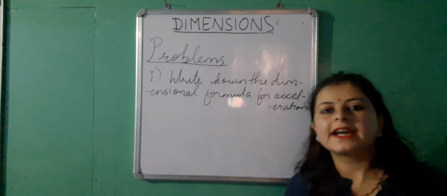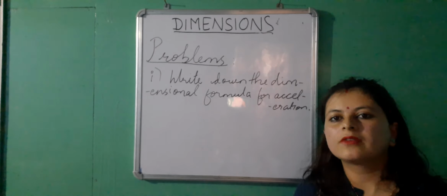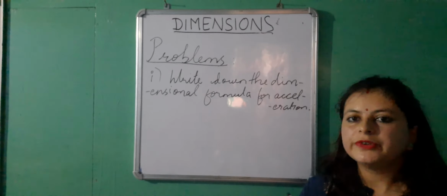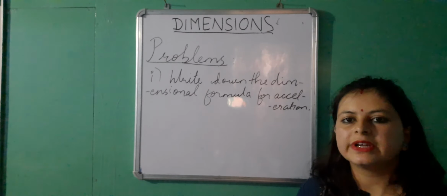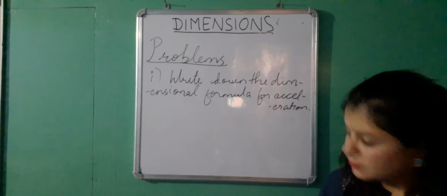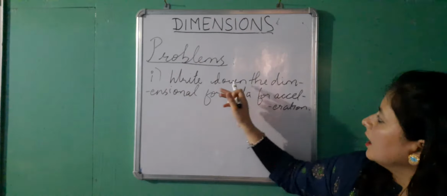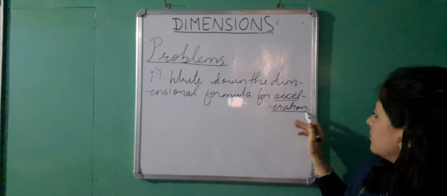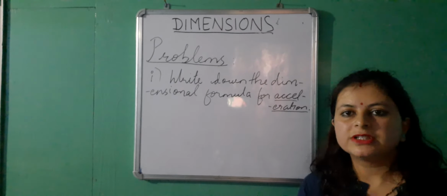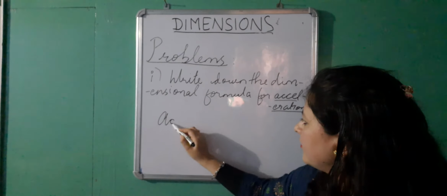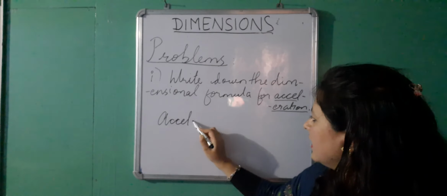Now, after understanding what dimensional equations are, what dimensional formula is, we will do a few numerical problems which are very simple and an application of these dimensions. First question for you is, write down the dimensional formula for acceleration. To write down the dimensional formula for acceleration, you should know what acceleration is. You should know the definition or the formula.